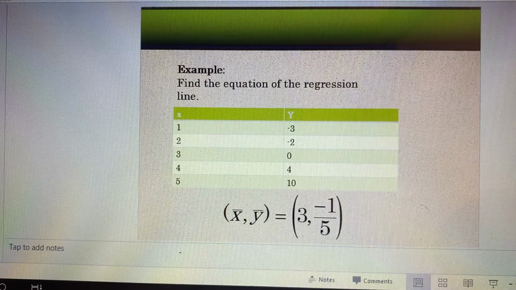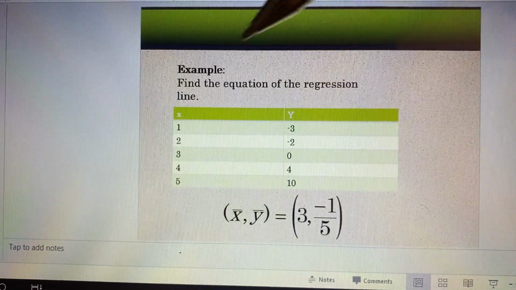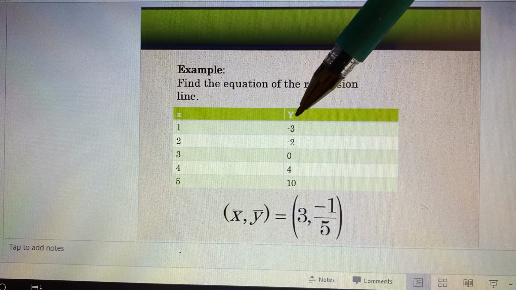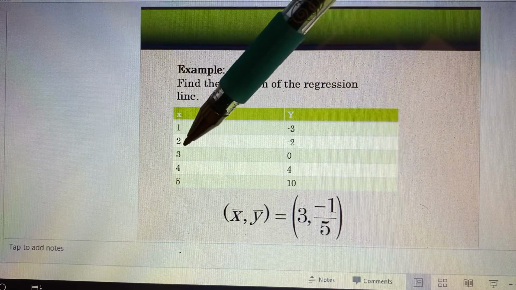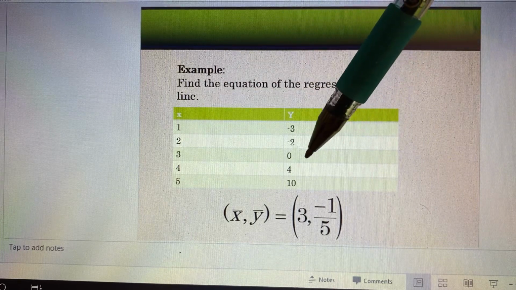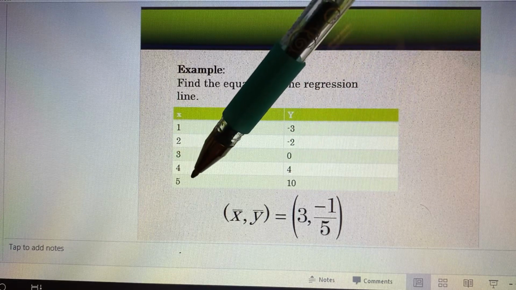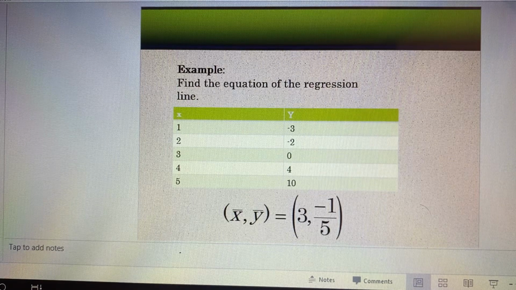Okay, so for this example, we want to find the equation of the regression line, and we're given 5 points. So I've got an x here of 1 that goes with a y of negative 3. This x is 2, y is negative 2, x is 3, y is 0, x is 4, y is 4, x is 5, y is 10. So we've got 5 ordered pairs.